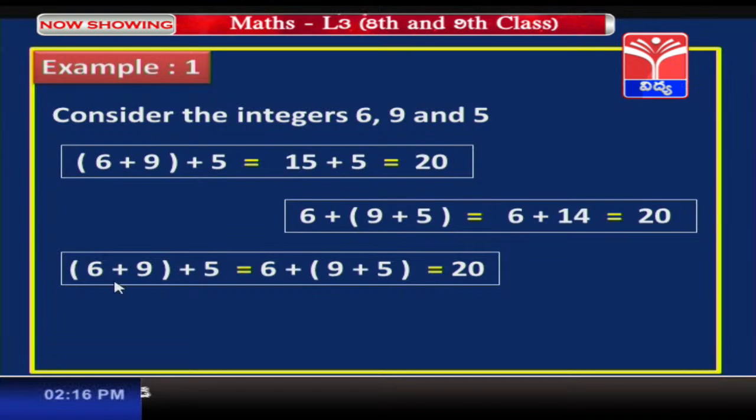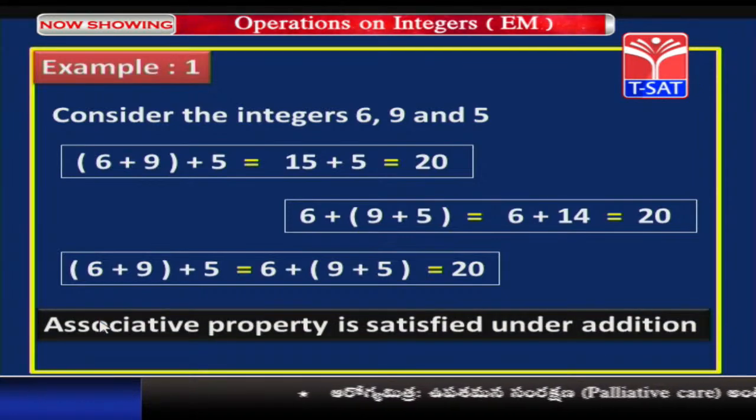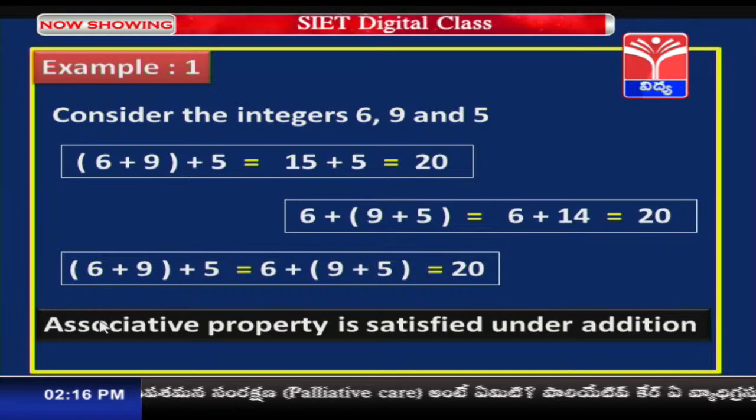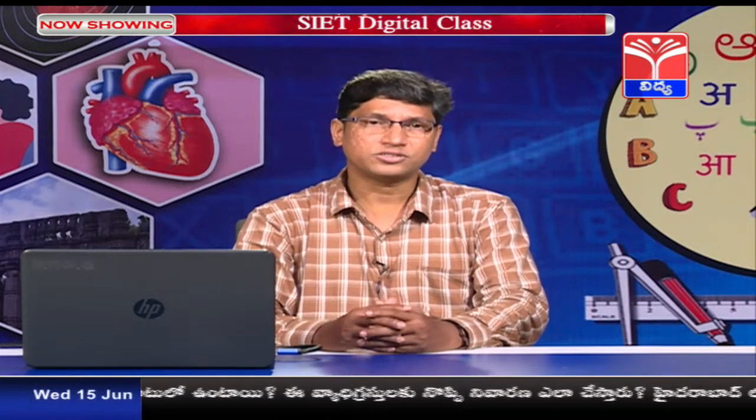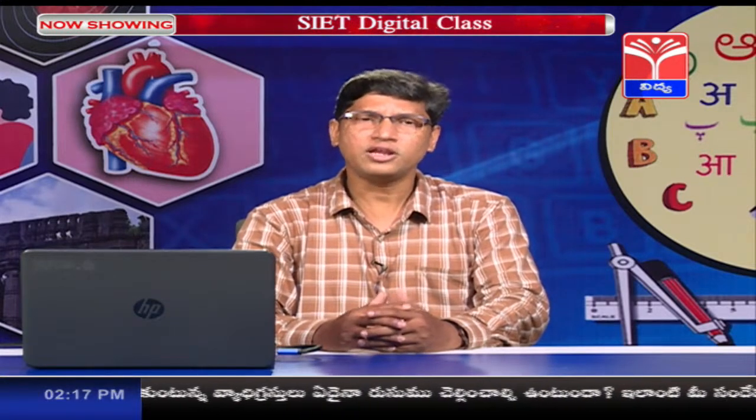Yes, I can write 6 plus 9 within brackets plus 5 is equal to 6 plus 9 plus 5 in brackets. That means, we can add integers in any order, children. Now, this property is called associative property. So, I can say associative property is satisfied under addition. So, children, we have seen what is meant by associative property. So, children, what I want you to do is, you take or you pick any 3 integers and try the same property, okay, and see whether it satisfies or not, and definitely you will conclude that the property holds good for any 3 integers. Okay, children.